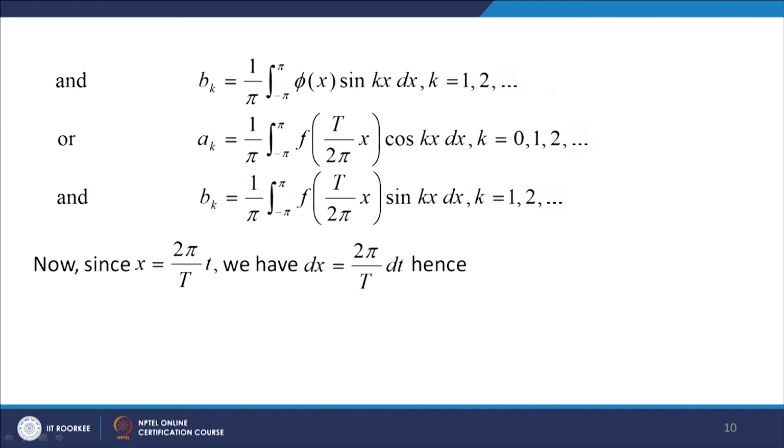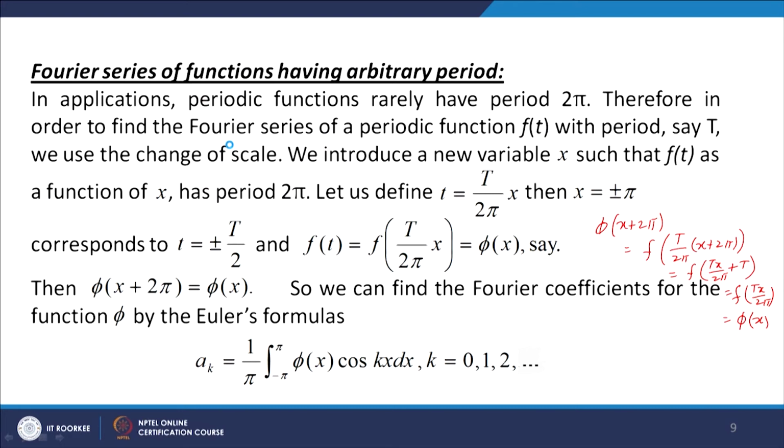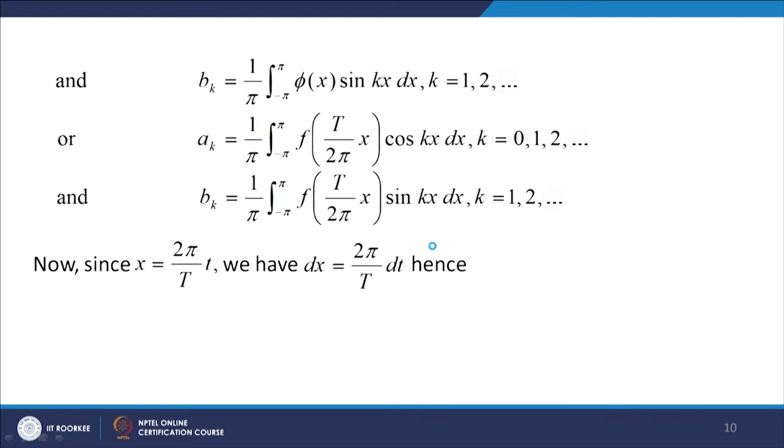Now, here a_k is equal to, let us replace phi(x) by f(t over 2 pi x). Then we will get a_k equal to 1 over pi, integral from minus pi to pi, f(t over 2 pi x) cos kx dx, k equal to 0, 1, 2 and so on, and b_k equal to 1 over pi, integral from minus pi to pi, f(t over 2 pi x) sin kx dx, k equal to 1, 2 and so on.